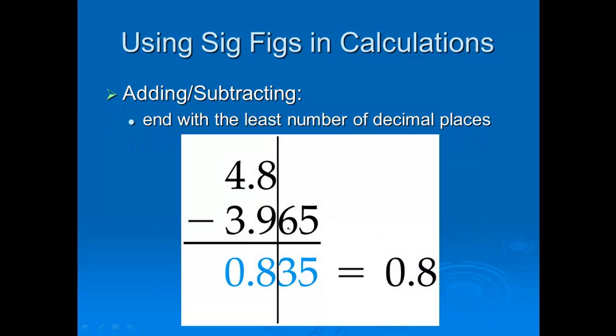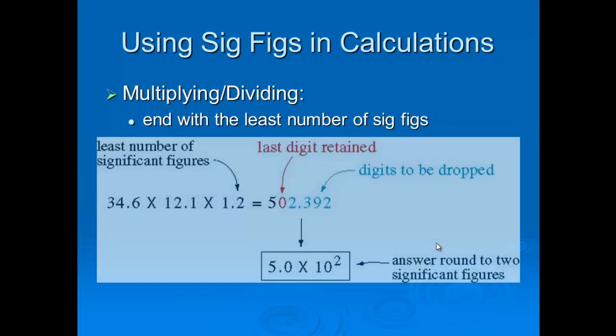And this is also just another simple version. If I take 4.8 minus 3.965, I still do the math, only 1 decimal place. So my answer can only have 1 decimal place. And so after I do it and I round, 0.8 is my final answer.